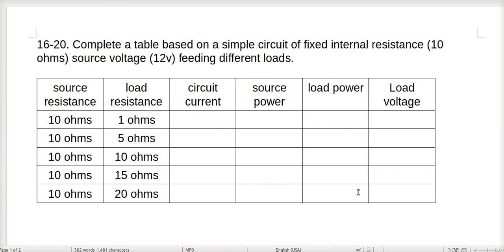So you can calculate every one of these blocks by hand. You can go through and do it as a spreadsheet. I really don't care. I'm looking for the right answers.